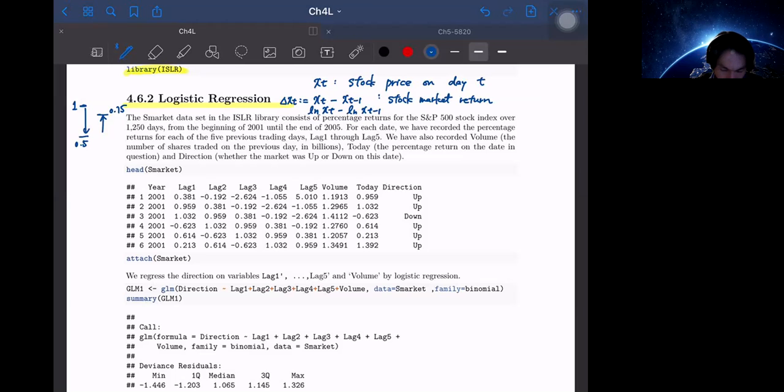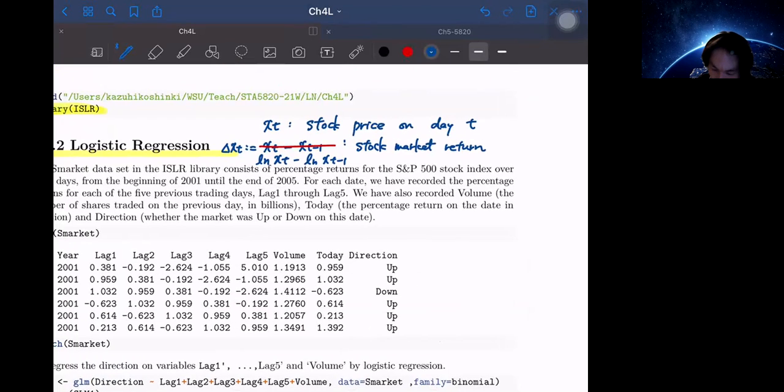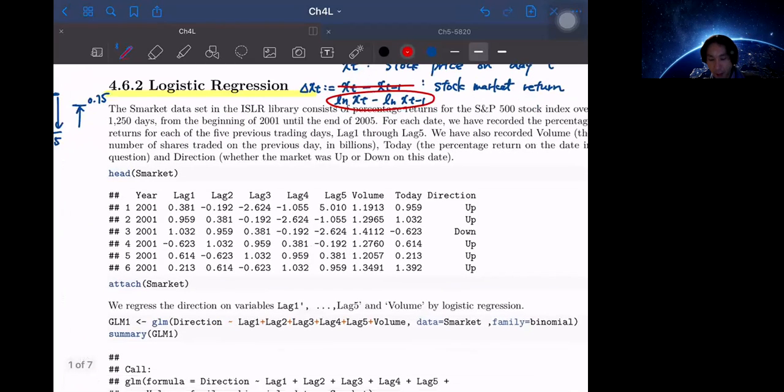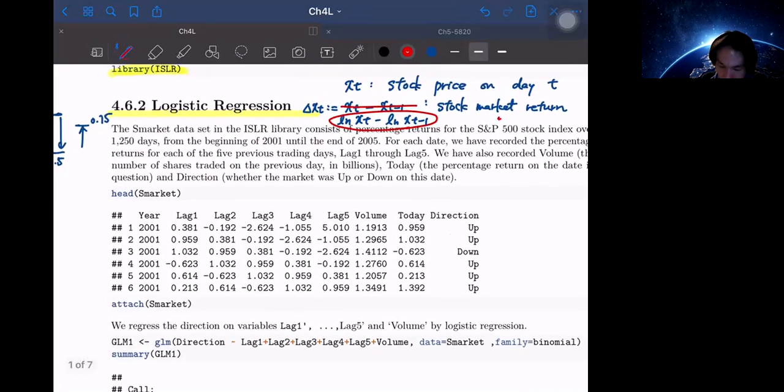I don't know which measure was used here. Probably the log of X_t minus log of X_{t-1}, or some people just use the percent change, X_t minus X_{t-1} over X_{t-1}. I don't know which one they used, but probably this one. We assume it is the percent change, the stock market rate. Okay, so we have data from 2001 to 2005.